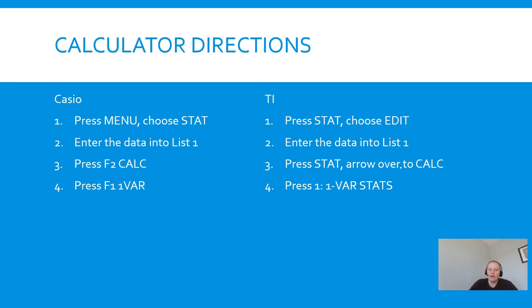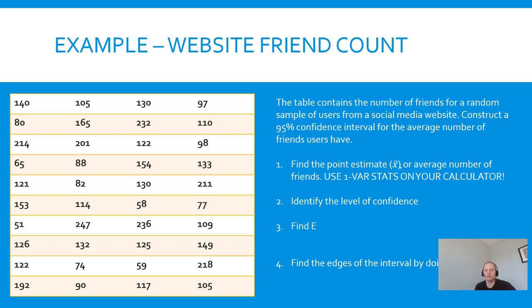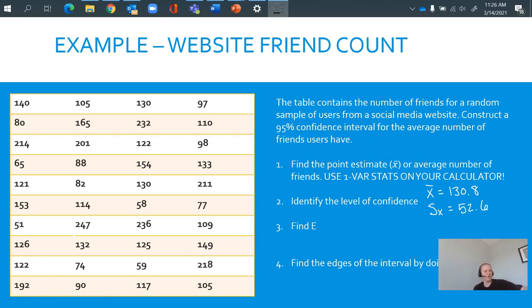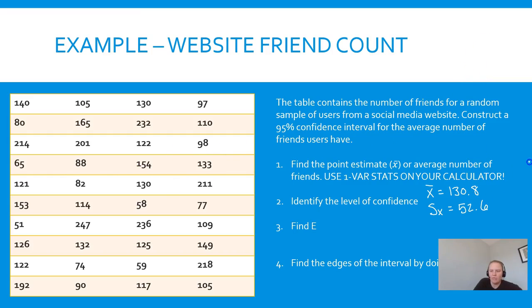So what I want you to do right now is pause this video, grab your calculator, and type all this stuff into stats and get the X bar, the point estimate for the mean, and the standard deviation SX for our sample data. So do that right now. All right, so hopefully you were able to get these numbers. X bar, the average number of friends here, would be 130.8, and the standard deviation SX was 52.6.